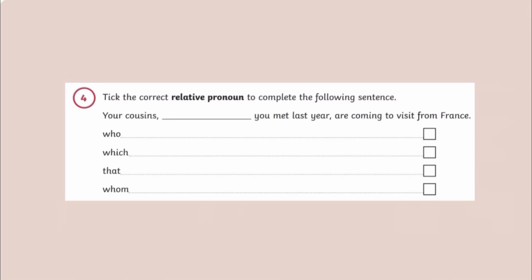Next question. Question 4. Tick the relative pronoun to complete the following sentence. Your cousins you met last year are coming to visit from France. And this one's a nice question because you can put each of them in and see which sounds like it fits. Your cousins who you met last year. Your cousins which you met last year. Your cousins that you met last year. Your cousins whom you met last year, and whom is the correct answer.